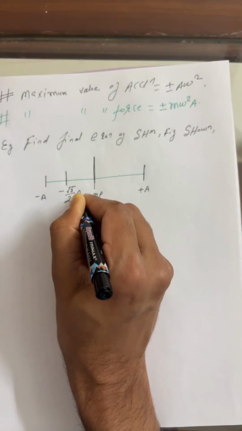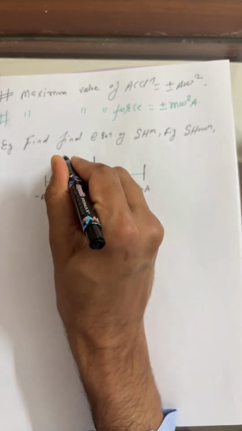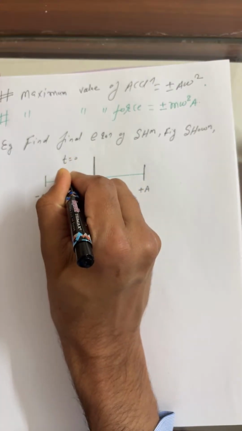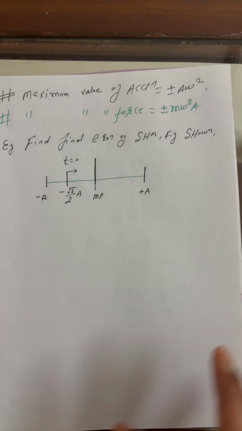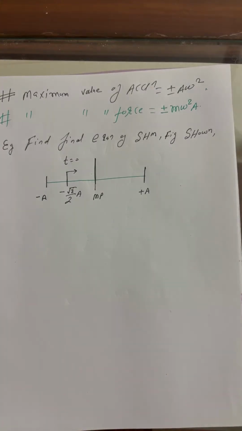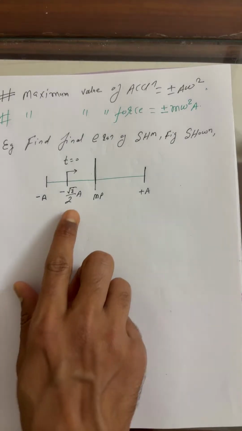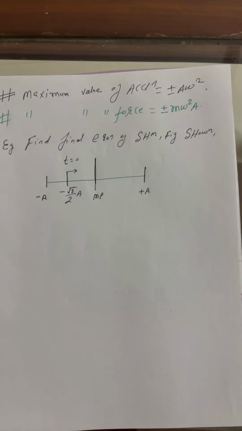Root 3 by 2 A. Now, this is t equals 0, the motion of the particle. At t equals 0, the particle is at minus root 3 by 2 A. What we have to find is the equation of SHM.